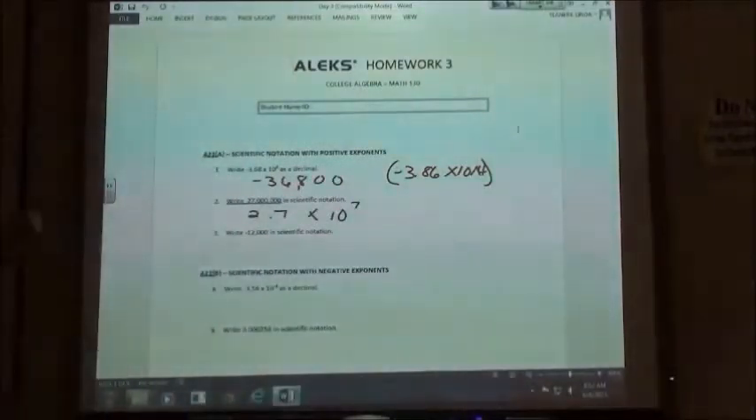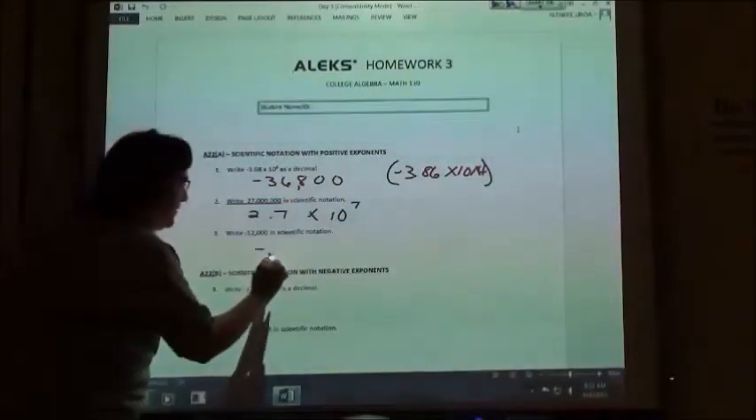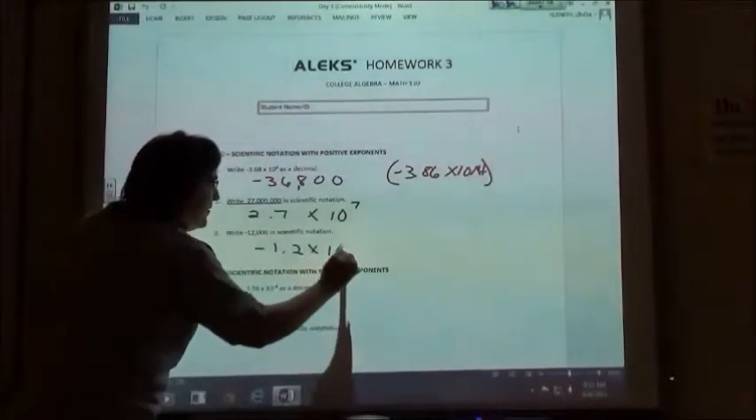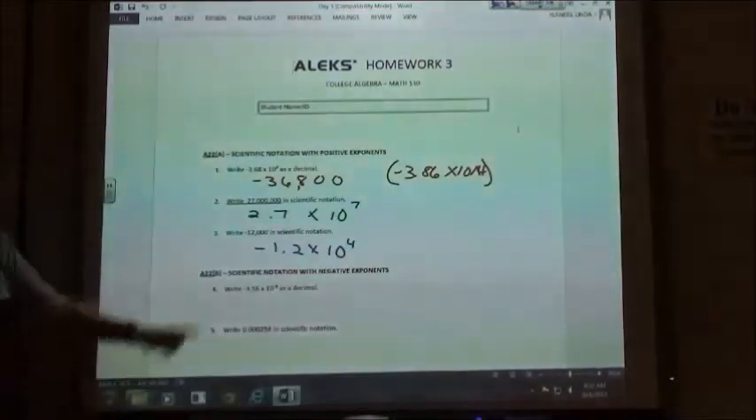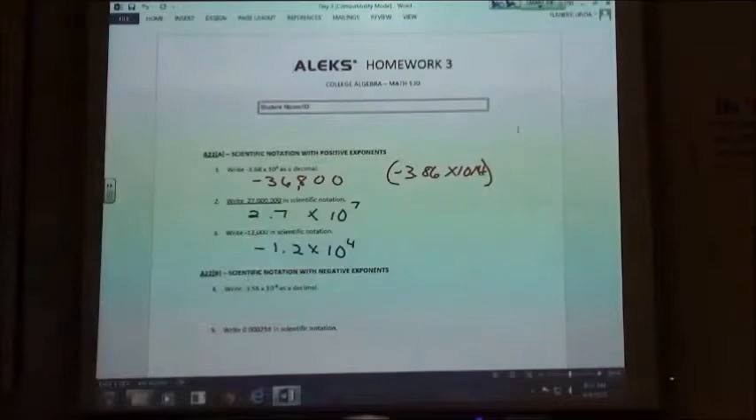So if you were going to write negative 12,000 in scientific notation, what would you have? Negative 1.2, putting my decimal behind that first digit, and then times 10 to the 4th, because I have to move it 4 places to get it to the end.